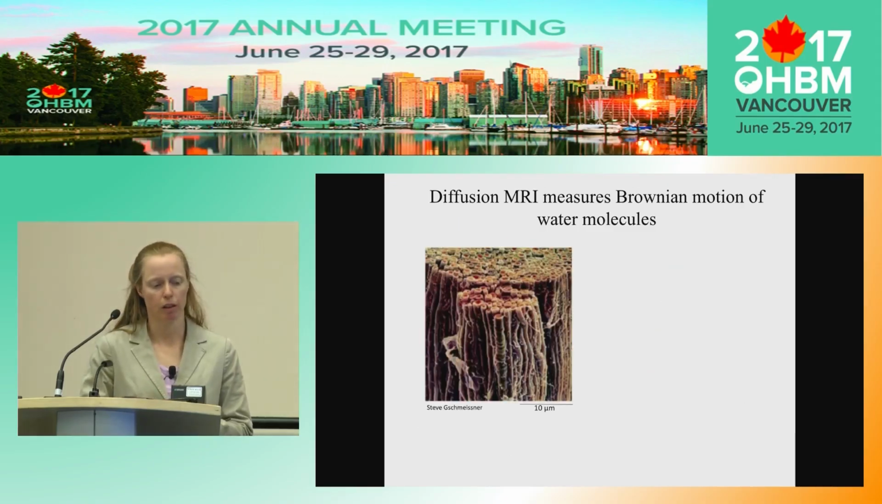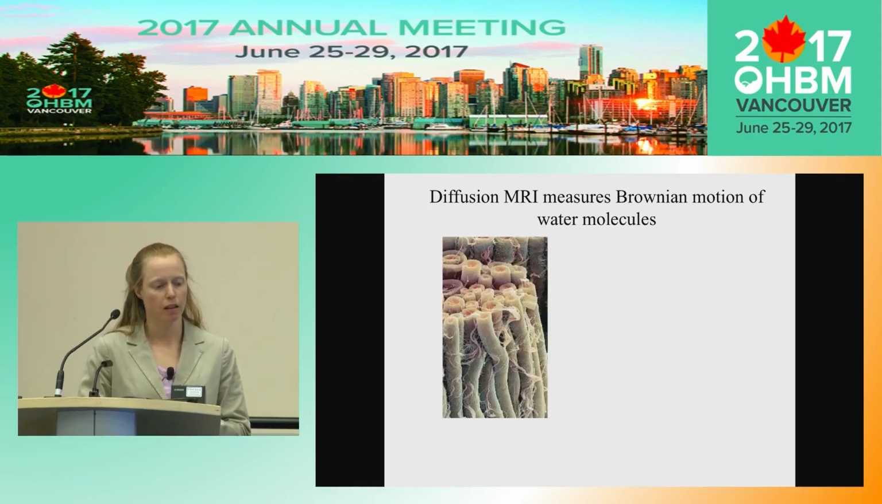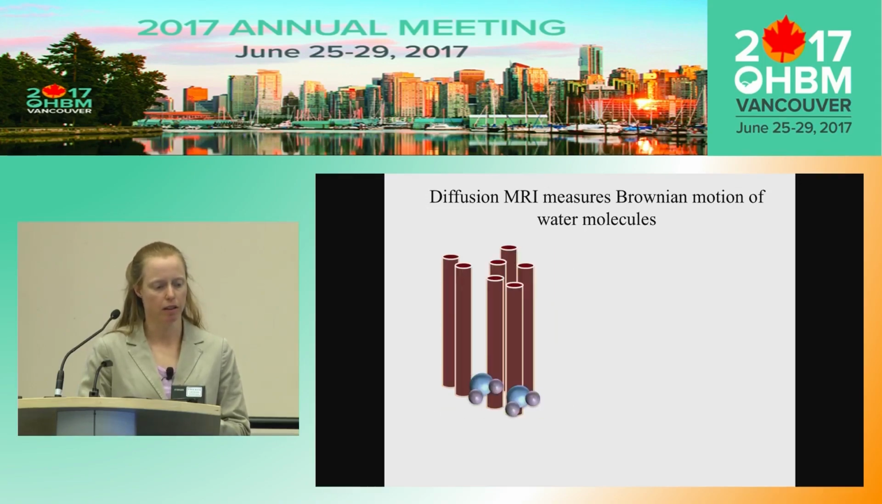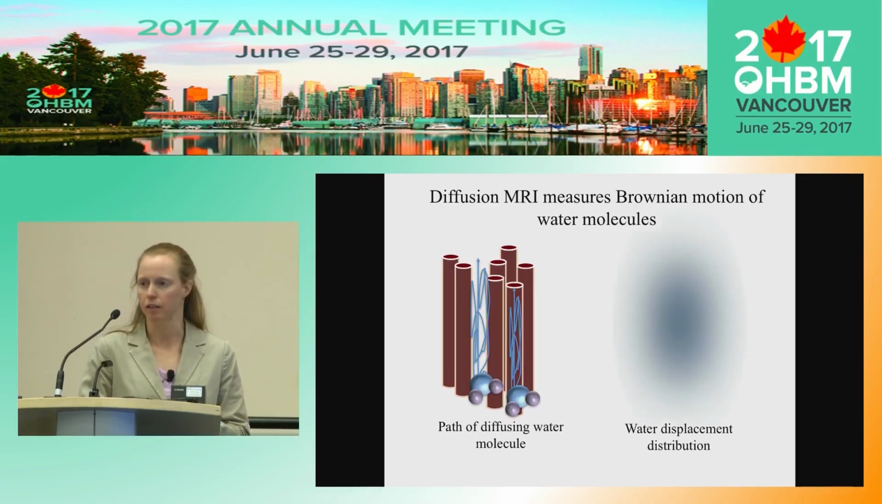Now, if we put our water molecule in tissue that has anisotropic structure to it, such as white matter shown here, then I'll just zoom in a bit. The water will diffuse in both the extra-axonal space and the intra-axonal space. And the displacement distribution for it will be anisotropic with a maximum direction along the fiber orientation. So from this, we can infer the fiber orientation.